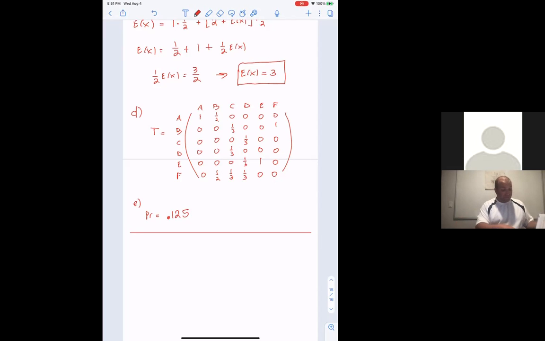In the next section, 15.3, we're going to move on to weighted graphs. And there are 3 sections on weighted graphs.